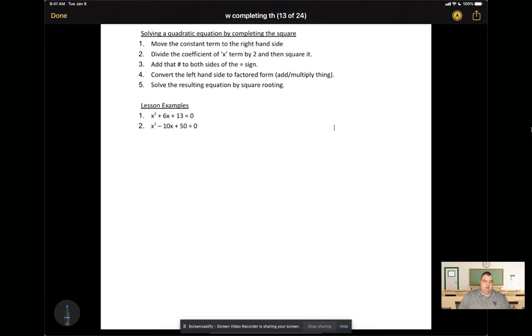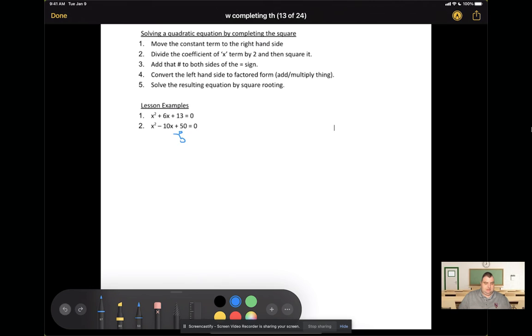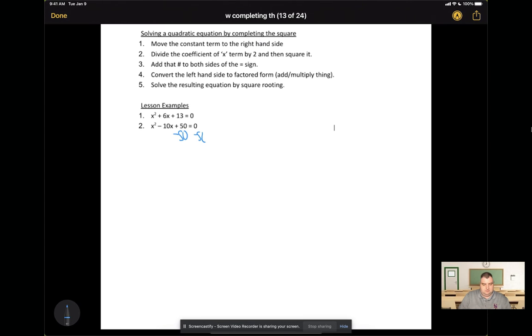So we'll follow the same steps again. Now we have x squared minus 10x plus 50 equals 0. So step 1, move the constant term to the right-hand side. The constant term in this case is positive 50. So to move that over, I'm going to subtract 50 from both sides. So that gives me x squared minus 10x equals 0 minus 50. So x squared minus 10x equals negative 50.